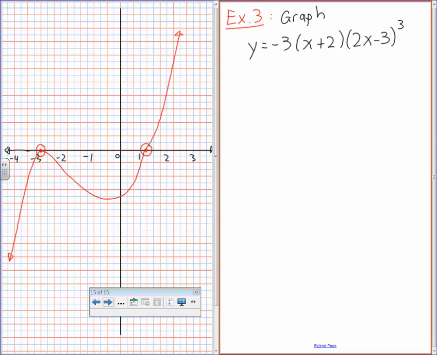So this one is a little bit more awesome than the last. First of all, you can do this, and I'm going to help you though. What is the degree of this graph going to be? Degree 4, right? Because 2x cubed is going to be cubic, times another x, which will be degree 4.